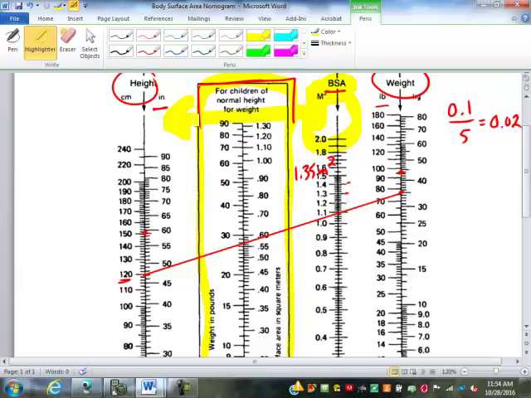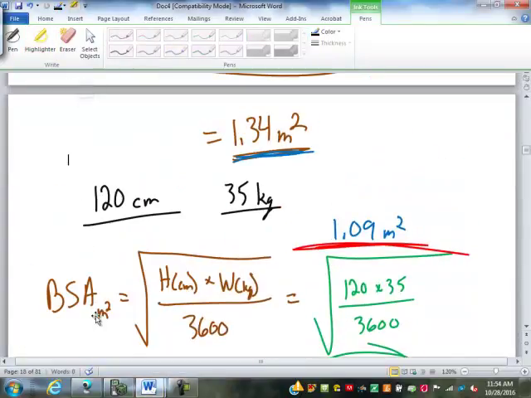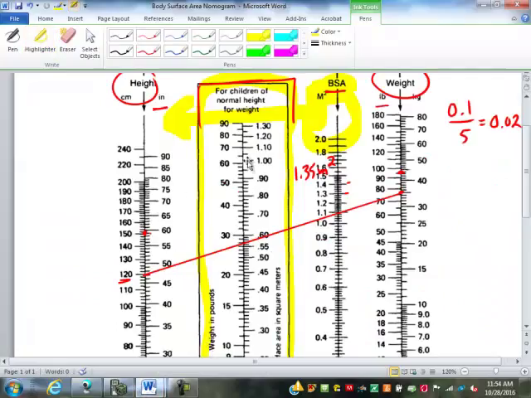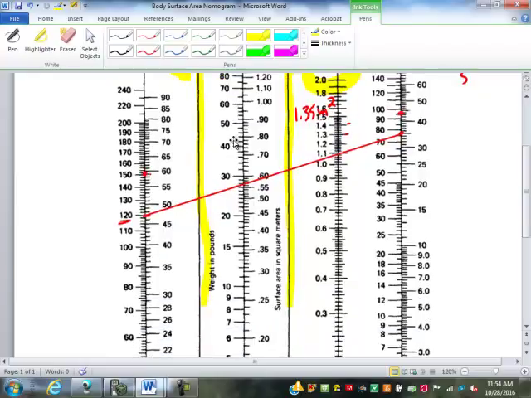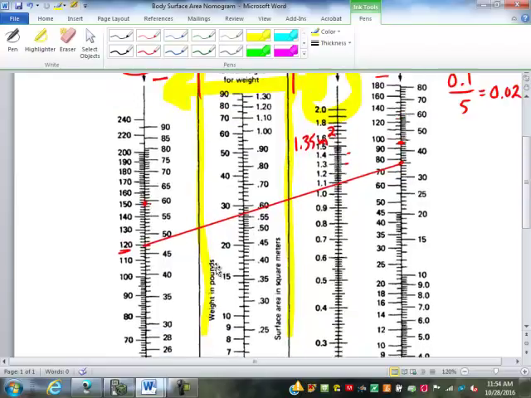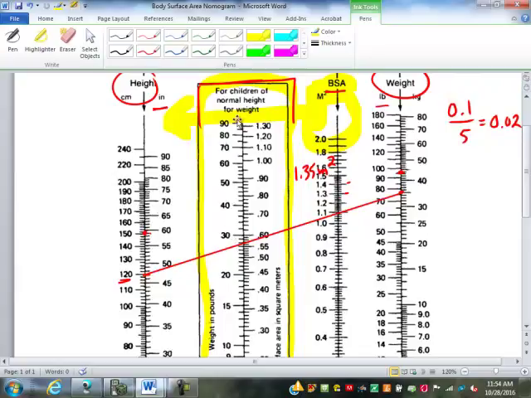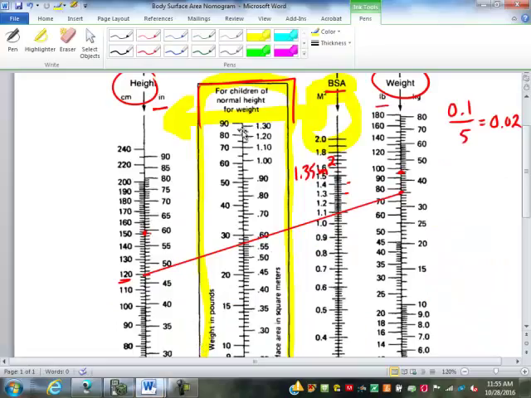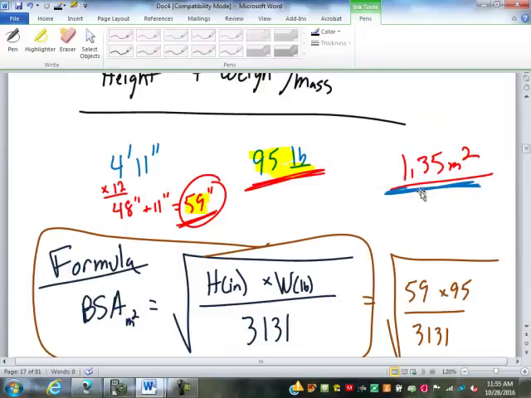So what we're going to do is go back to these examples I just did, and see if these children are normal height for weight. So this was 5 foot, or 59 inches, and 95 pounds. Well, this one doesn't go that high. So much for that one. What would it be for 90 pounds? It would top out at just over 1.3. This person was 1.35, so it's pretty accurate. This kid is pretty close to average height for weight.